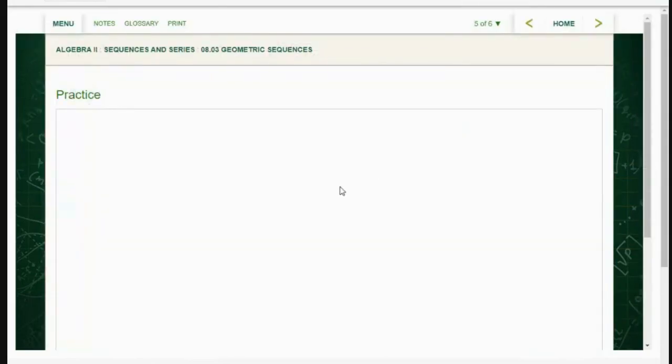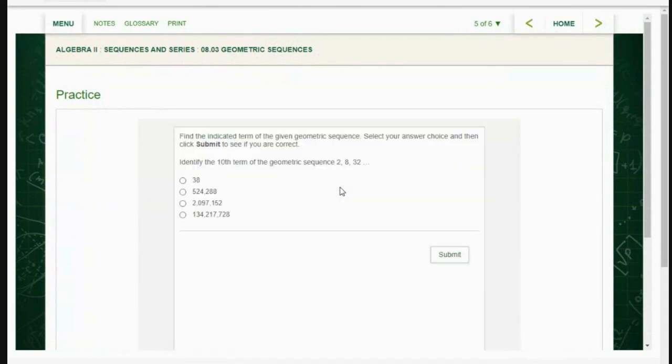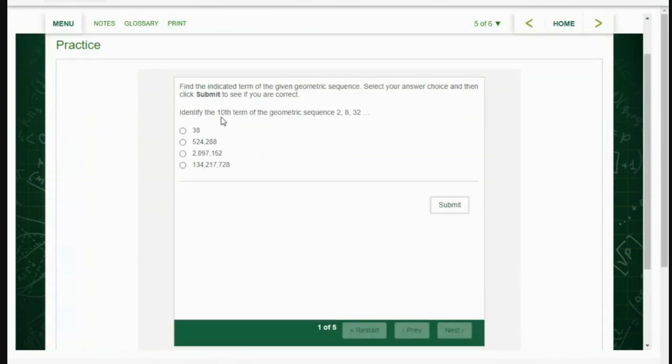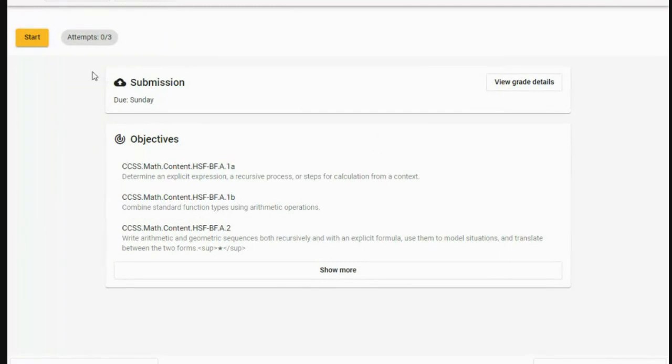If you do the practice problems in the lesson, which I always recommend, find the 10th term of this sequence, 2, 8, 32. Find the 10th term, submit. It's got 5 practice problems for you. All right, let's go to the assignment that does count. Those practice problems don't count, but they certainly let you know if you know what you're doing.